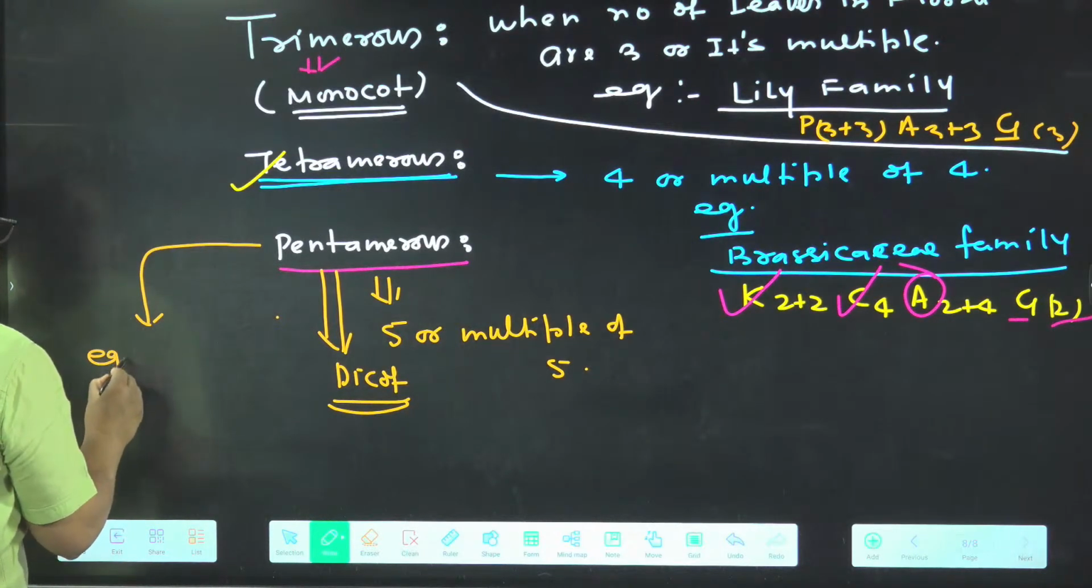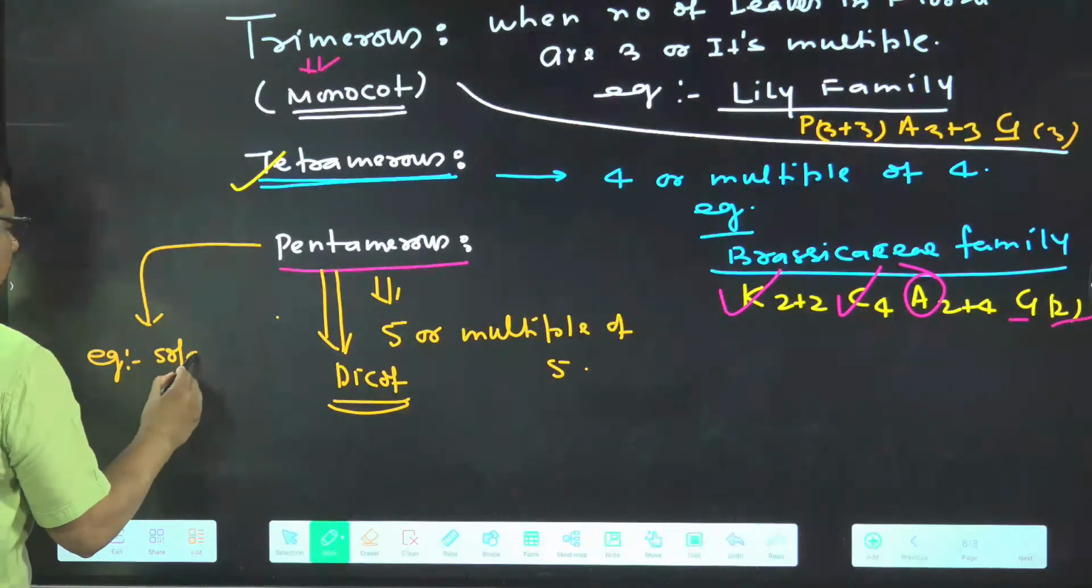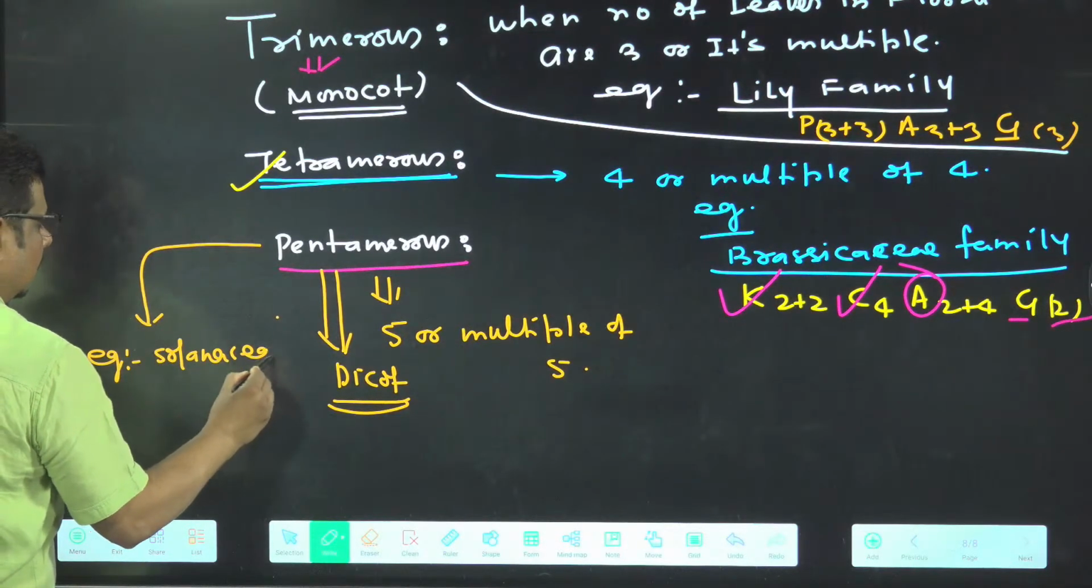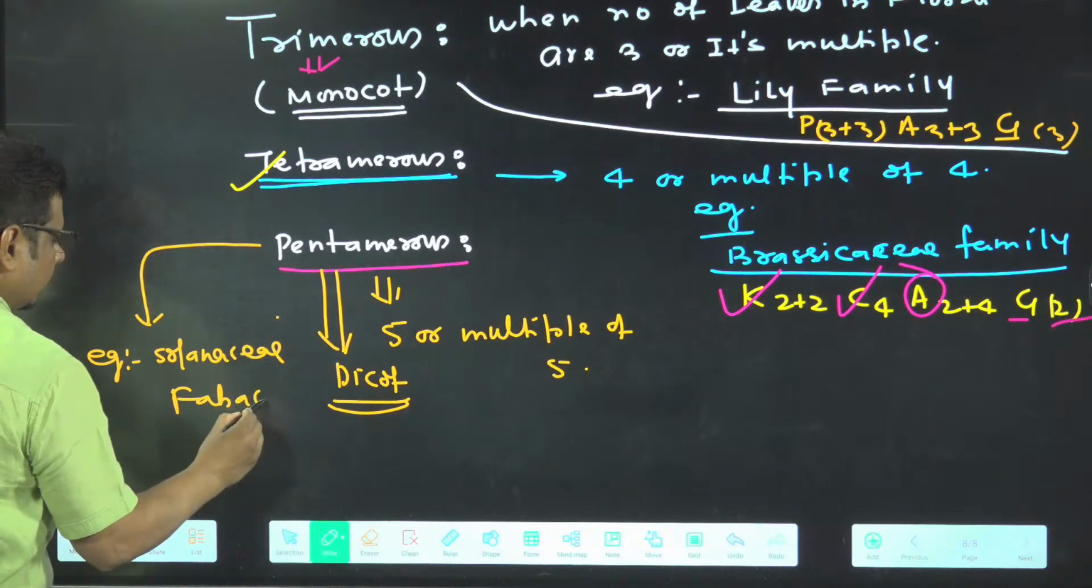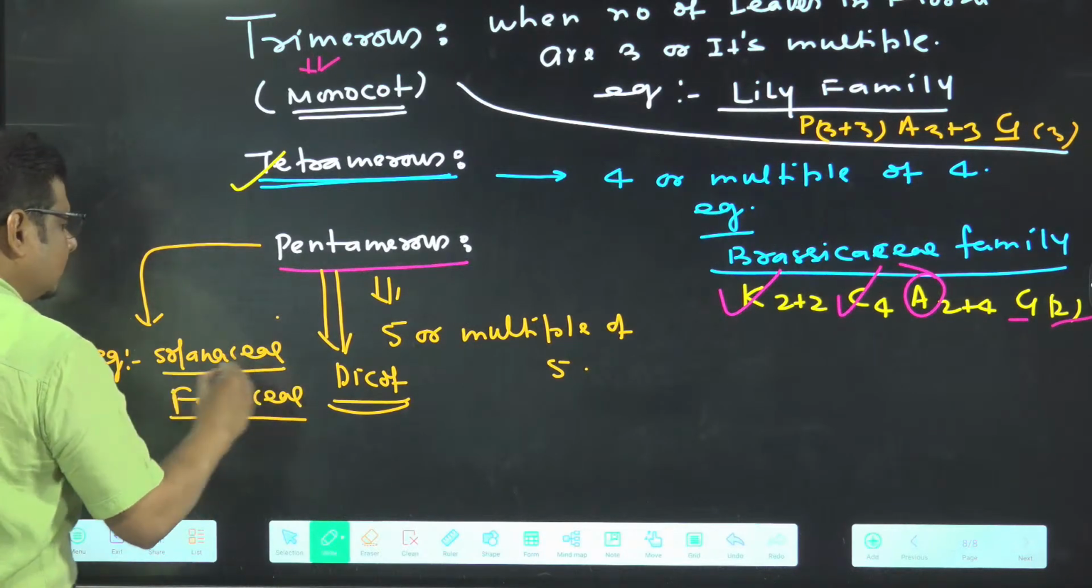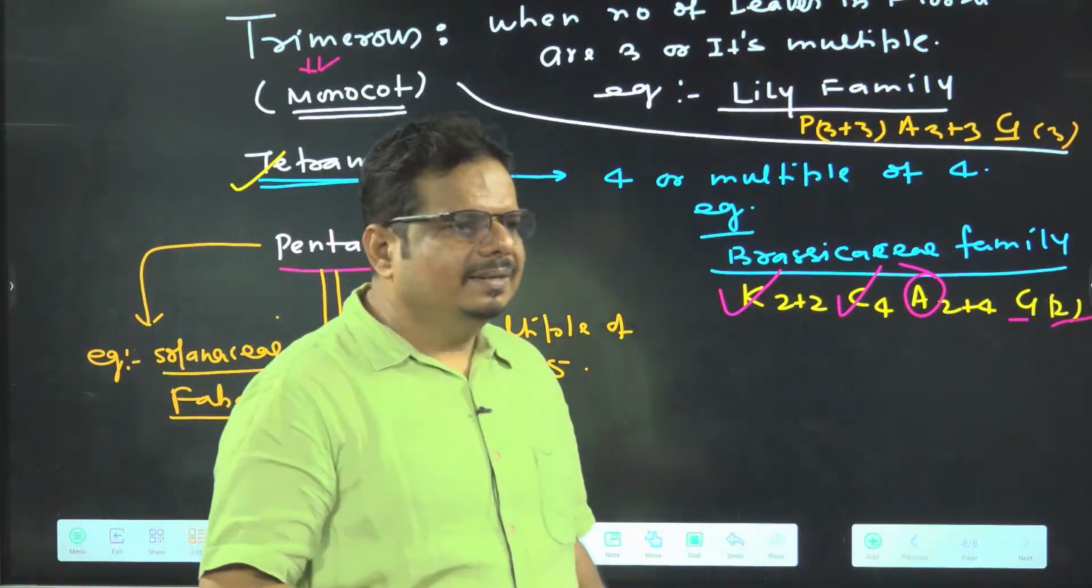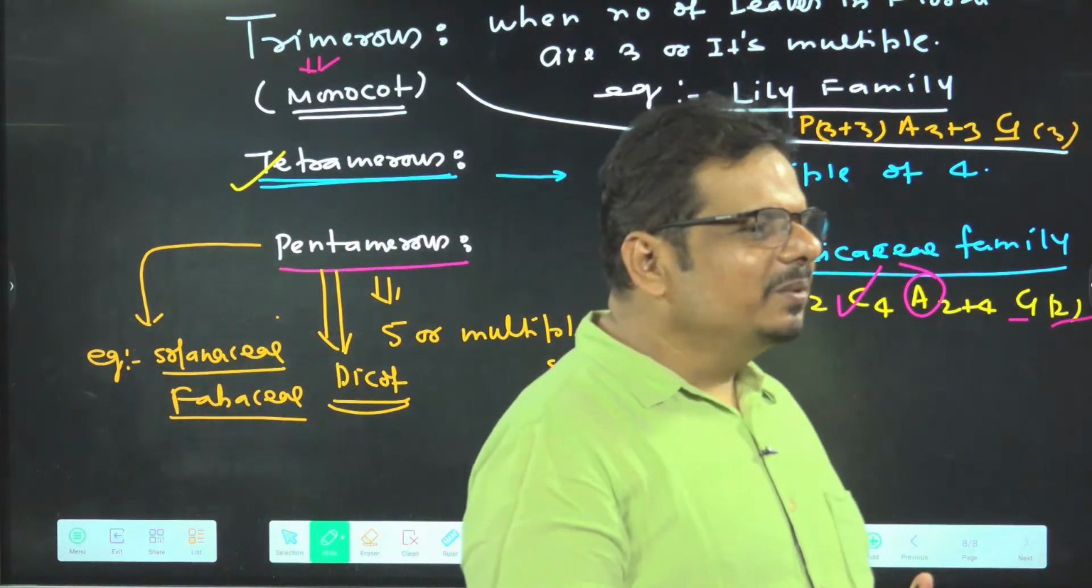Example, Solanaceae. Or another example is which one? Fabaceae. Which kind of flower is there? Pentamerous flowers are there. Now I am asking an assertion reasoning question.